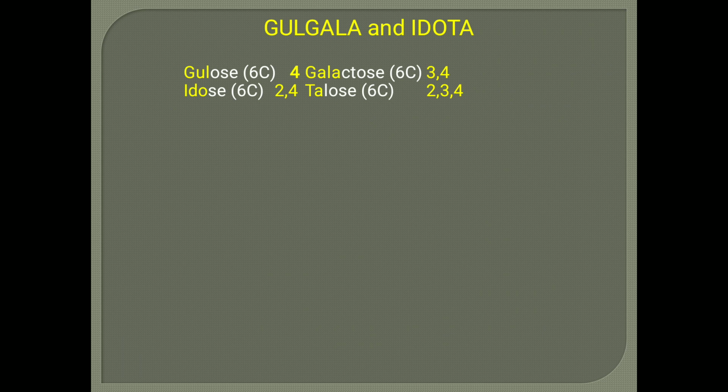So Gulose, Galactose and Idose. Gulose will be 4. Now after 4, what is the thing to be considered? You have to consider the 3, 4 pair. Gulose 4 and Galactose 3, 4. Then Idose will be 2, 4, because there is no free carbon left, only up to the fourth carbon is there, so you have to consider the pairing now. So 2, 4. And what is Talose? Talose means all the 3, so it will be 2, 3, 4. So in that way you have to remember.